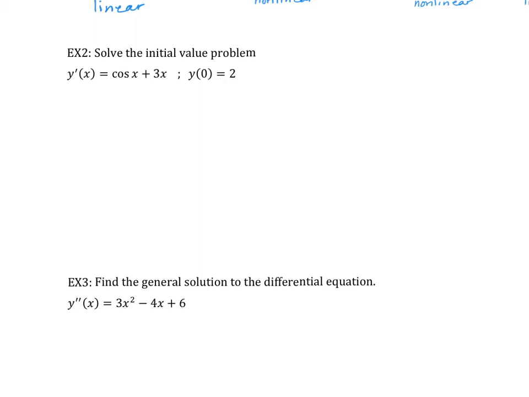Well, I could simply integrate both sides. If I take the integral of y prime, and here I'm integrating with respect to the variable x, so I'm allowed to integrate both sides.